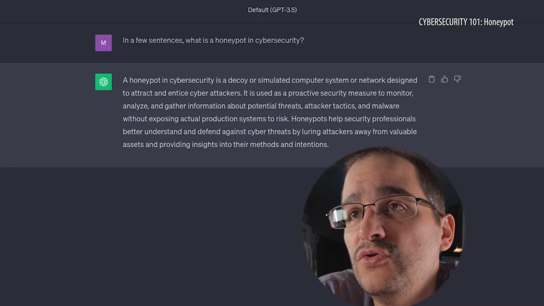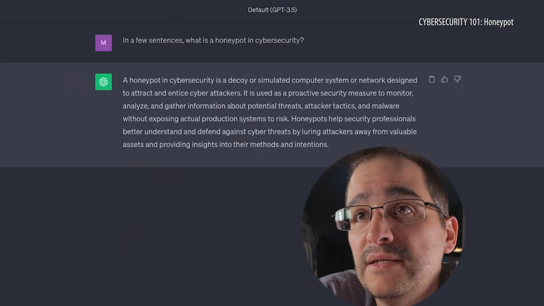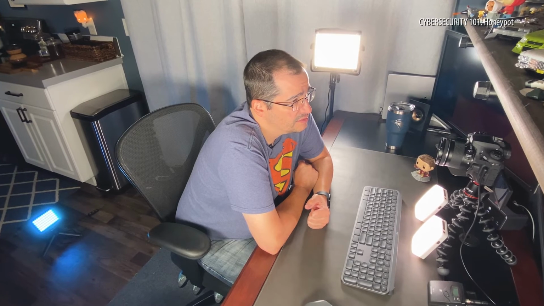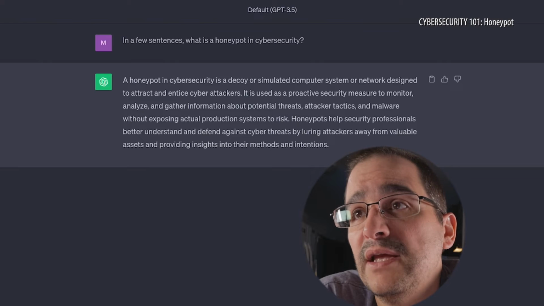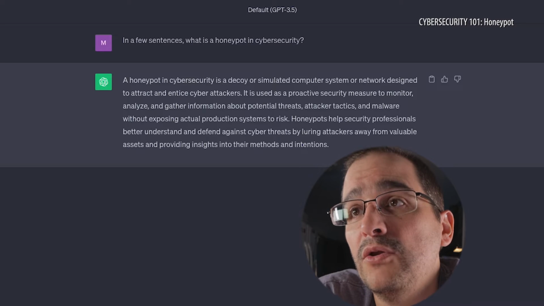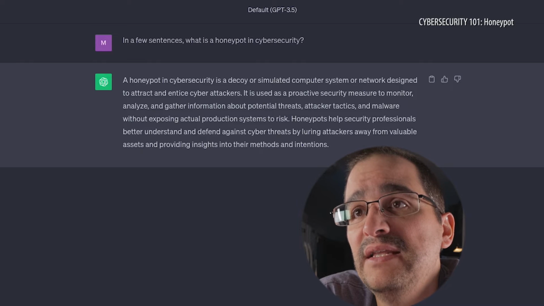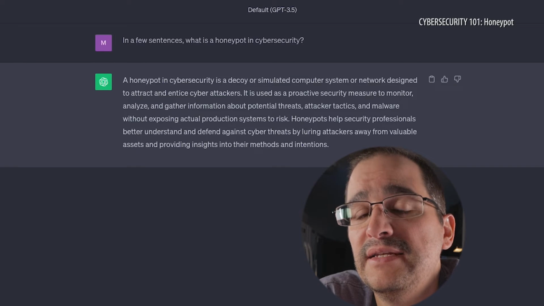Cool. It is used as a proactive security measure to monitor, analyze, and gather information about potential threats. Okay. It's to find them, but it's more or less to research them. It's all fake. It's all designed to see what the hacker's going to do. Honeypots help security professionals better understand and defend against cyber threats by luring attackers away from vulnerable assets and providing insights into their methods and intentions.